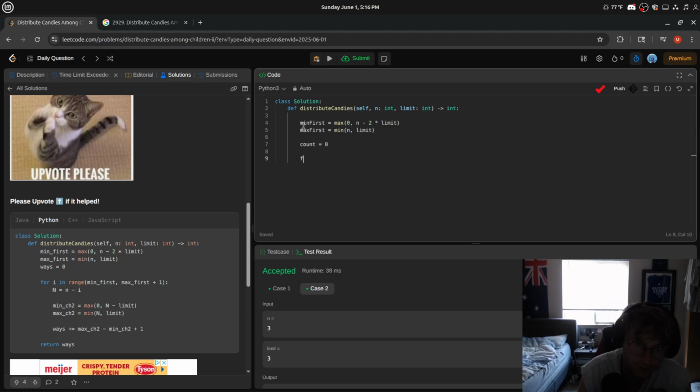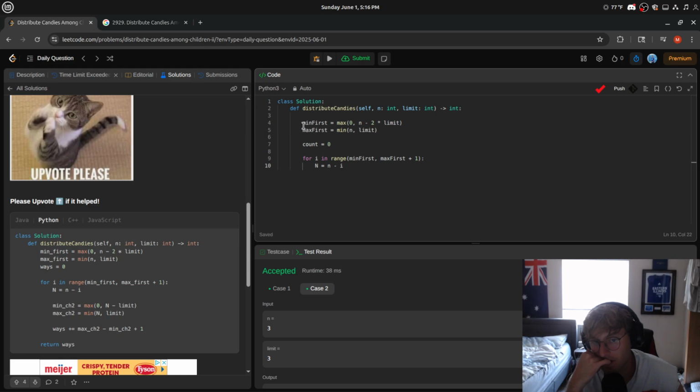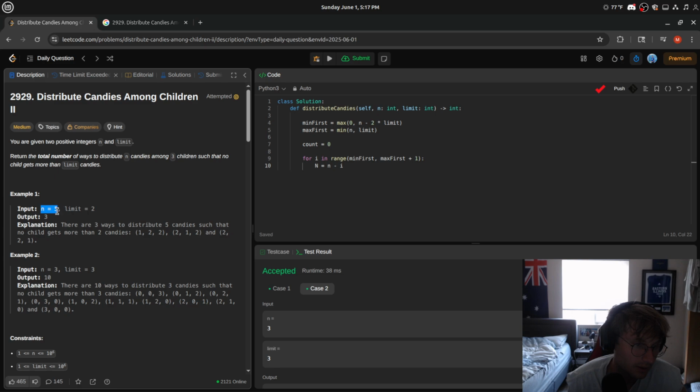Then we have our count variable. Then we go for i in range min first, max first plus 1. We don't need the length, we're already going to have a number. We simulate our first value, which would be n minus i, because n being the amount of candies that we have, right? And then we would simulate the other two.